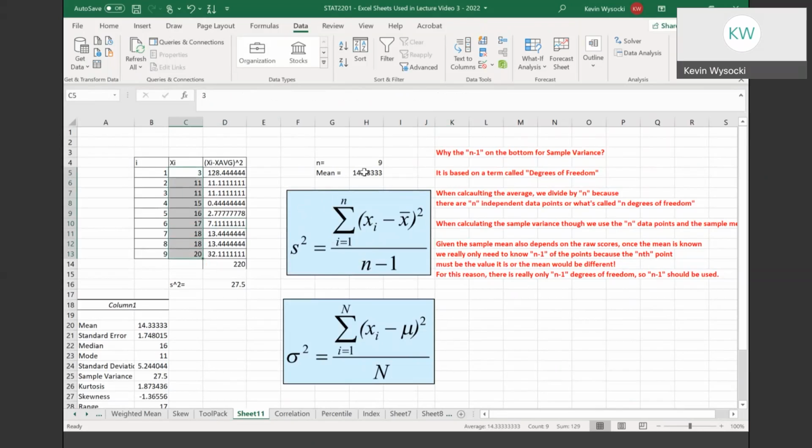So on this list here, we have our raw scores. Out of that, we determine the mean. If I change one of these raw scores, it's going to change the mean. But if I know 8 of these points and I know the mean, I can determine the 9th point, right? I could just work backwards. So that's why we would use n minus 1 on the bottom. If you were going to do a descriptive statistic that used another calculated value after that, like if we were going to calculate something using s squared, we would use n minus 2 on the bottom, because now we have 2 less degrees of freedom.